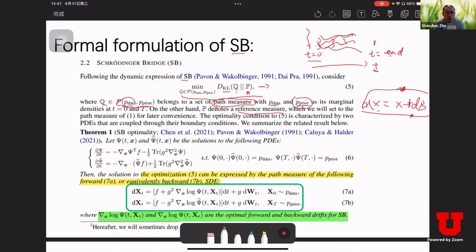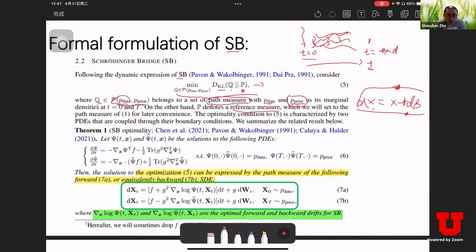Yeah, cool. So will every element in Q be an SDE? You can view Q as one SDE, and P is the reference.